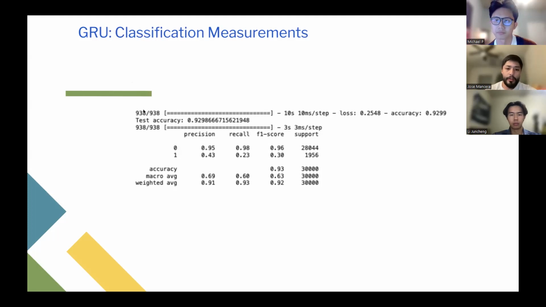And then for our GRU, this one did a little bit better, but even then it's still along the lower side within the recall and the F1 score. So all of these did really badly at predicting the one classifications.